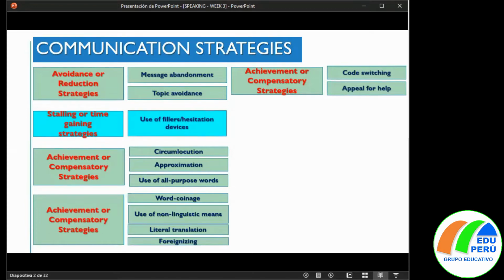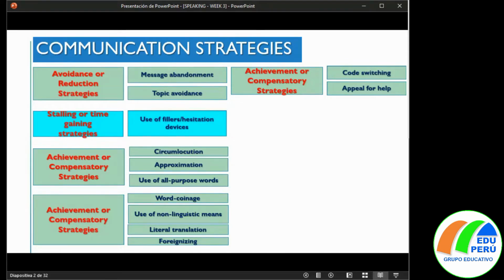Remember these strategies. We have some strategies to avoid a topic or to reduce a topic. Some strategies you use to stall or gain time when you're not sure what to say. Other strategies you use to get to the goal of communication, or compensatory strategies. Remember, it's very important that our students develop them in order to get some fluency.